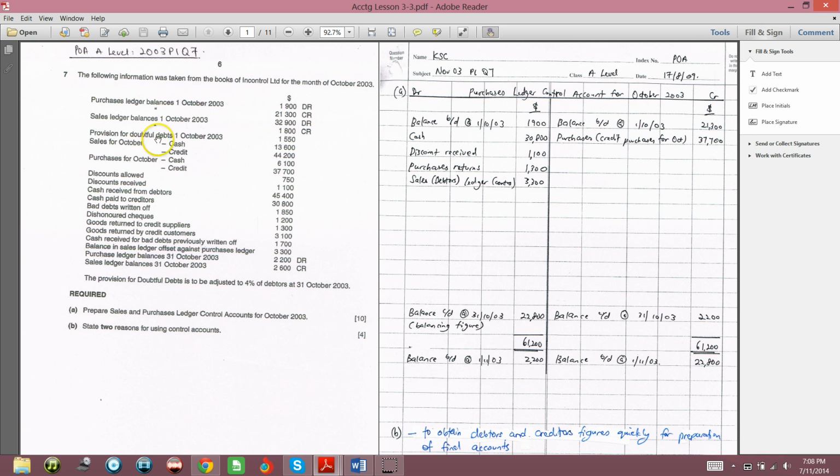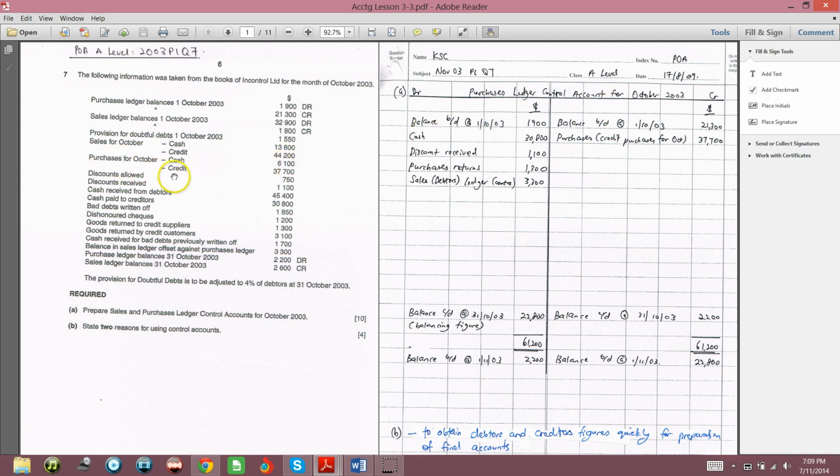Provision for doubtful debt, sales for October, this one has nothing to do with creditors. This one is debtors. Purchases for October, cash purchases. Just now we remember in part 1 that anything cash received or paid will be put in the cash book. So if we buy from them and we pay cash, they were never our creditor before. That means we never owed them any money from day one. So we won't put them in our creditors control account. We can forget this one.